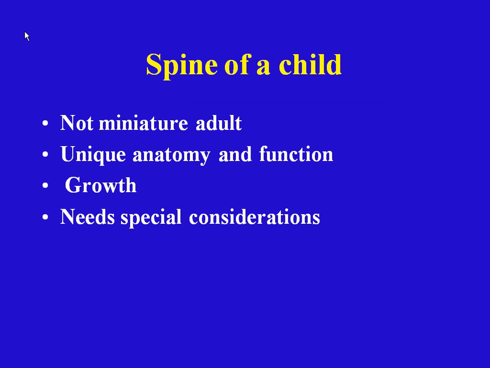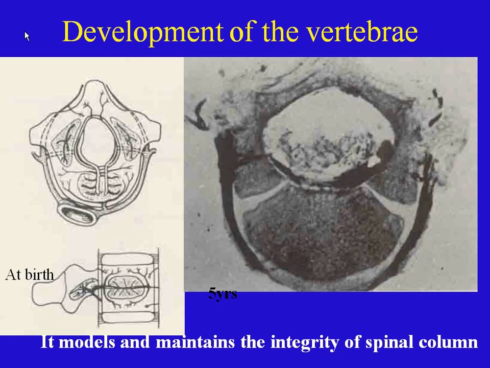Well, the spine of a child is not a miniature adult. It has unique anatomy and function. It has growth potential, and that is why it needs special consideration. The vertebral body develops with 3 centers. They all meet here.